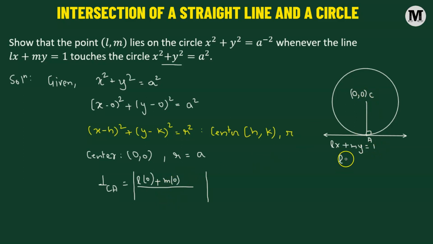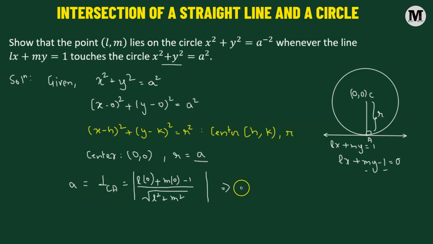This can also be expressed as lx plus my minus 1 equals 0, and we need the constant of the line, which is -1. This will be divided by the square root of the square of the coefficient of x, which is l, added to the square of the coefficient of y, which is m, so we have m squared. And what is this perpendicular distance CA? It is nothing but the radius of the circle, and we have already defined that the radius is a units. So the perpendicular distance is a.